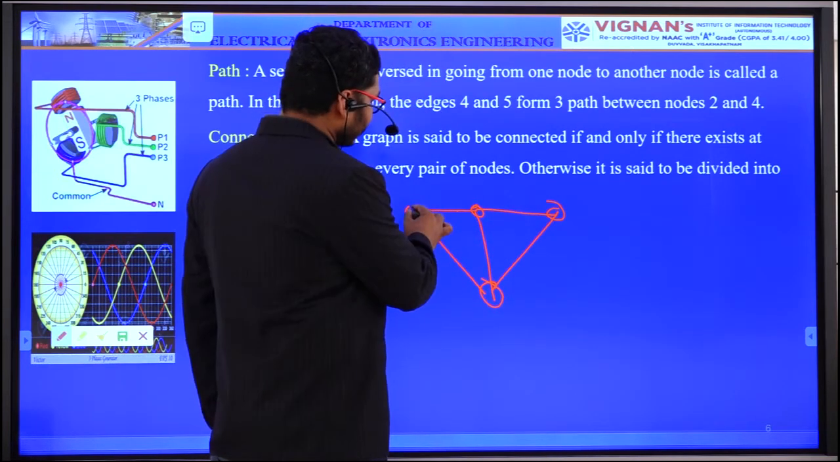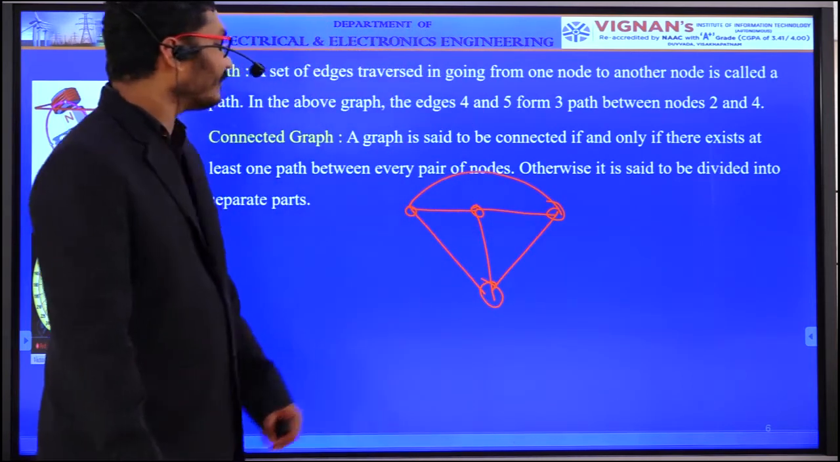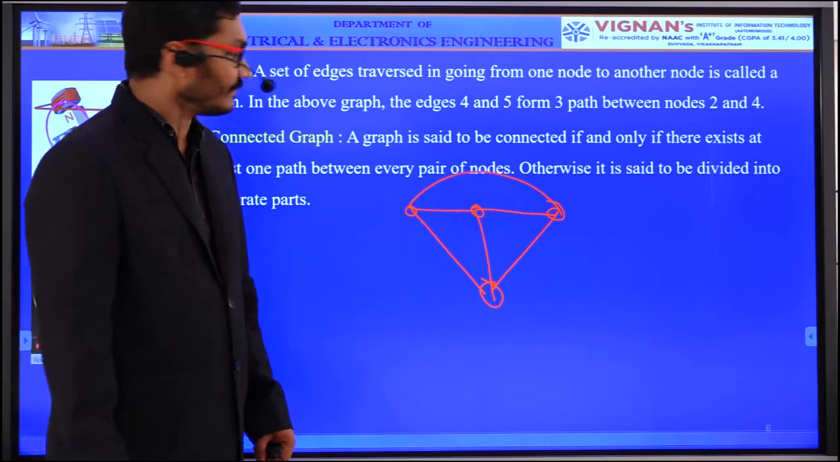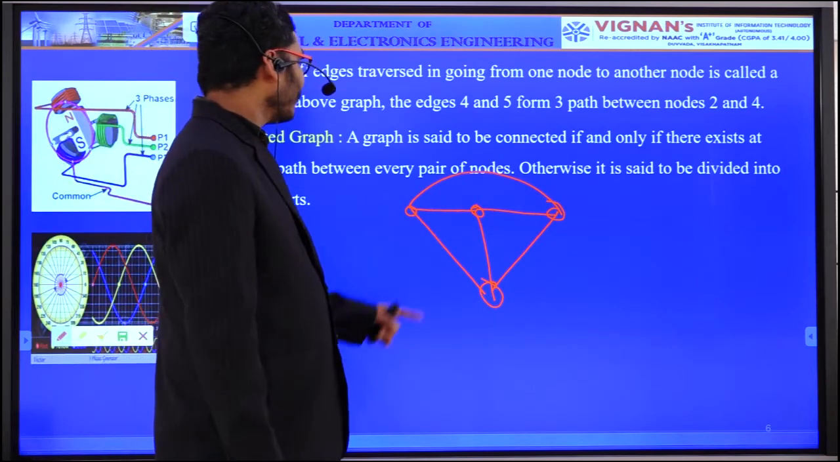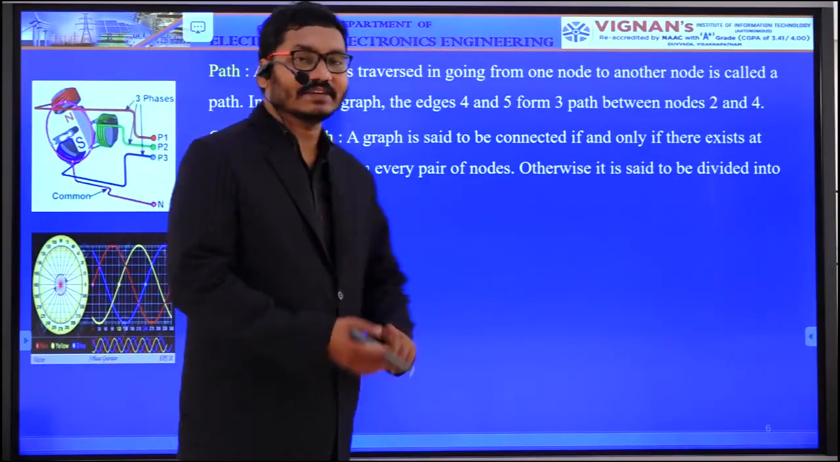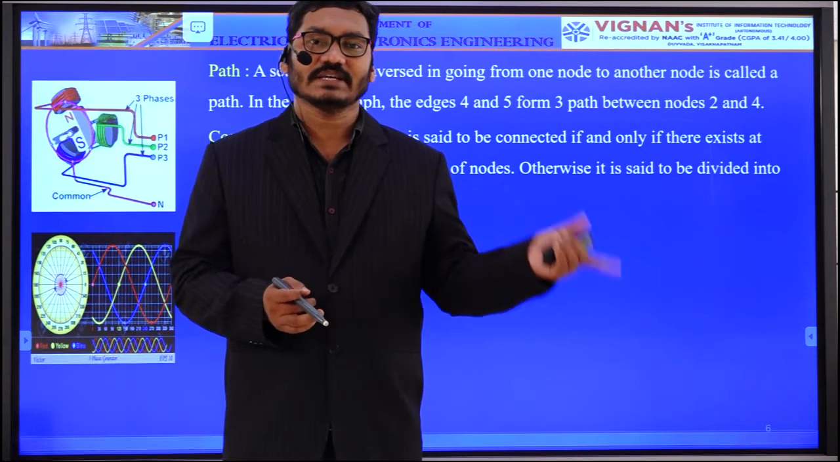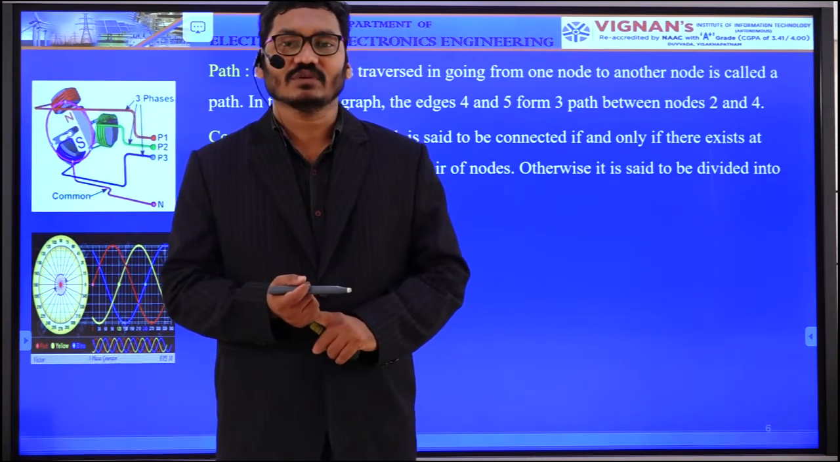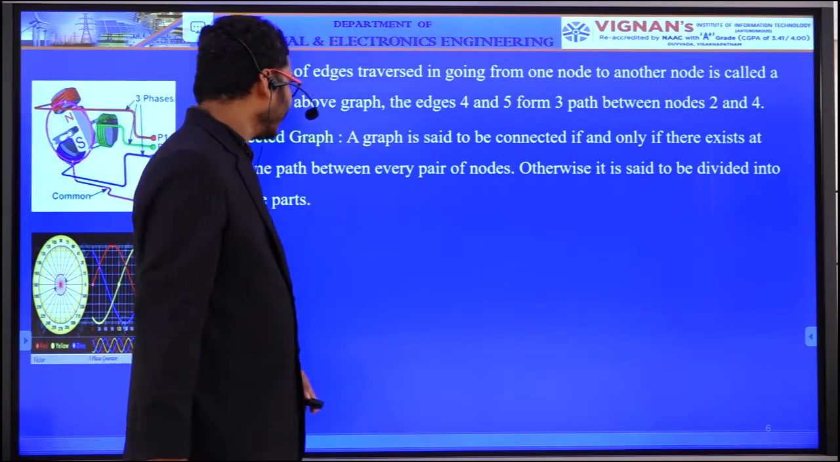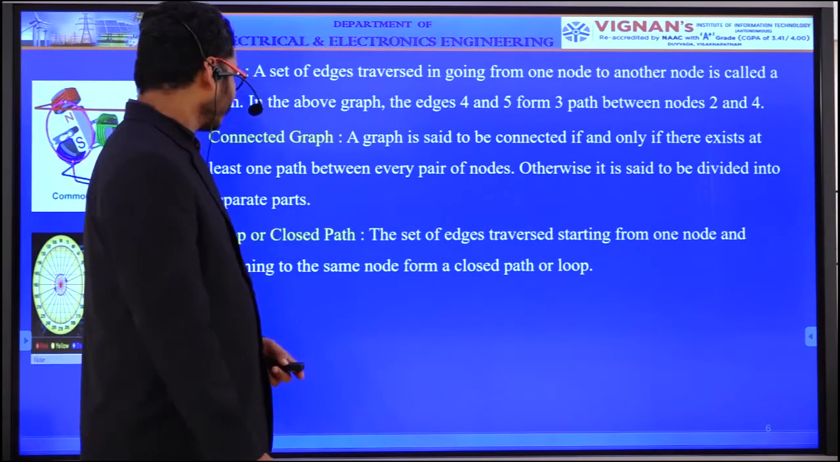Then you can say it is a connected graph. You can also call it a complete graph. It means there should be a path between any node and any node. That we call the connected graph. At least one path should be there.